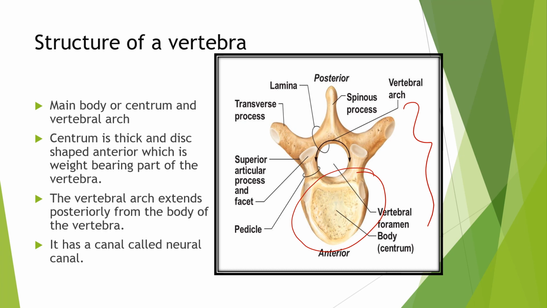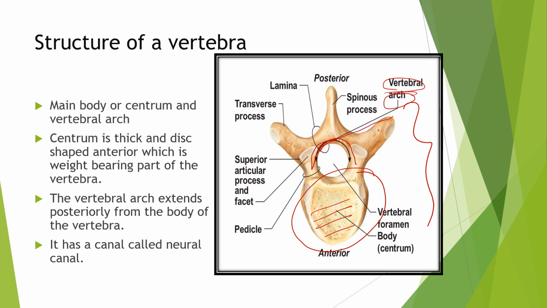And there is a vertebral arch. So where is this vertebral arch? Let us see this labeling. This one is the vertebral arch. There is a main body or centrum, and there is a vertebral arch. So what is the function of the centrum? The centrum, as you can see, is a very thick disc-shaped anterior part, which is the weight-bearing part of the vertebra. So this is actually bearing the weight of the full body.